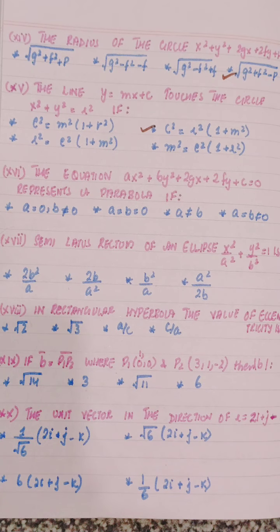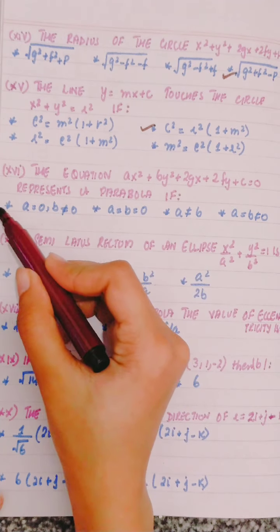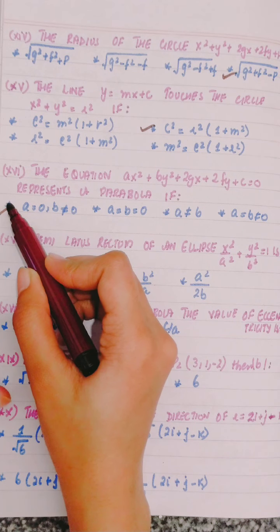So c square is equal to r square into 1 plus m square. Now in part 16, the equation ax square plus by square plus 2gx plus 2fy plus c equals to 0 represents a parabola if a equals to 0 and b is not equal to 0.